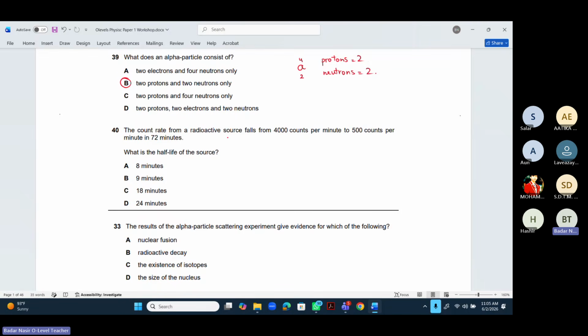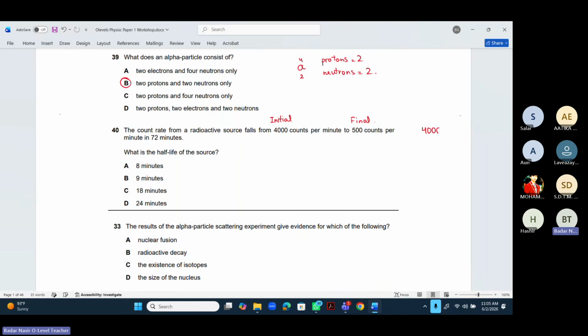Question 40, the count rate from a radioactive source falls from 4,000 counts per minute to 500 counts per minute in 72 minutes. What is the half-life of the source? Okay, अब इसको करने के लिए मैंने आप लोगों को एक जनरल मेथड सिखाया था. So 4,000 is the initial count rate and 500 is the final count rate. अब हमारे पास हाफ लाइफ क्या होती है जिसमें जो काउंट रेट है हाफ होता जाता है.